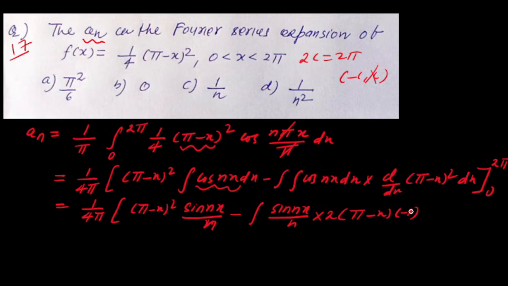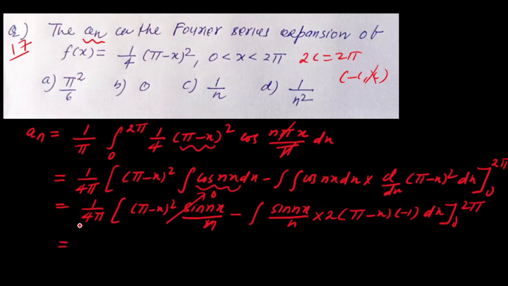Some of the students will make the mistake, they will not write minus 1, right? This is a common error. Limit 0 to 2 pi. Now the best part is that if I put the upper limit, that is 2 pi, in this term, I will get sine 2n pi, so this will become 0, and if I put the lower limit, sine 0 is also 0, so this expression actually will go to 0. So what will I get?